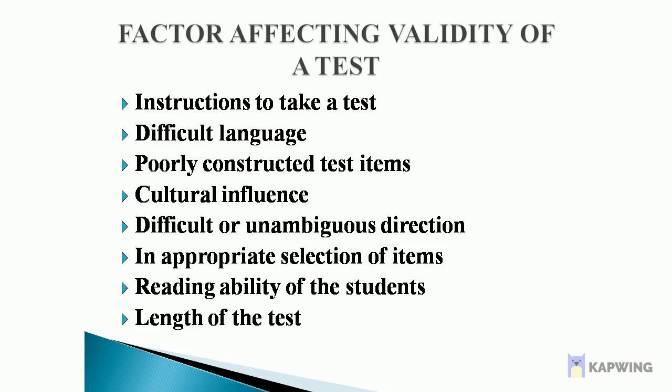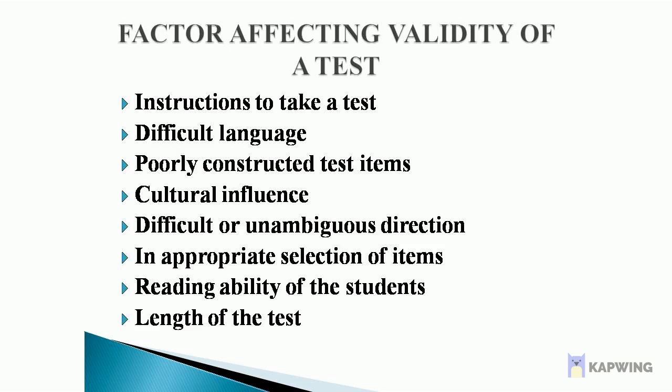Ambiguous directions. If directions are not clear, the test constructor would mean something by them and the examiners would interpret them differently, hence invalidating the test. Inappropriate selection of items. Selection of items also affects the validity of the test. Great emphasis has to be laid on the selection of the test.